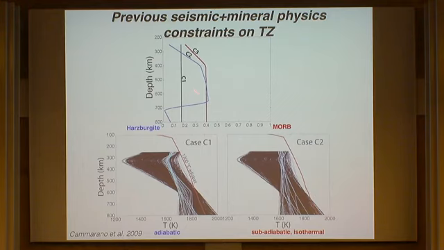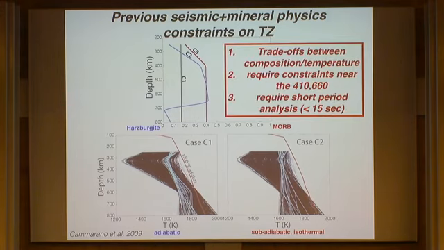And their result actually is very interesting. What happened is they could not really tell the difference between case 1, a constant basalt fraction with an adiabatic temperature, versus case 2. In that case, there's an accumulation of basalt, but it's a sub-adiabatic temperature. So there's a trade-off between the temperature as well as the composition. And so this is really the limit of this kind of approach, where the observation was adapted at relatively long period. So what we need actually requires a short period analysis. In this case, we have to analyze waves much shorter than 15 seconds.